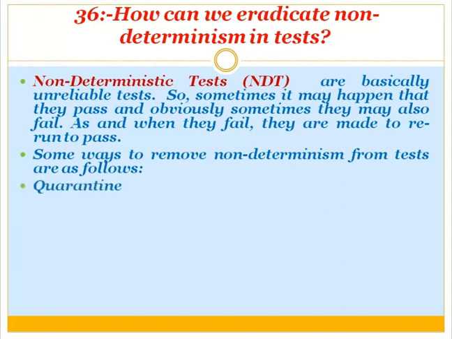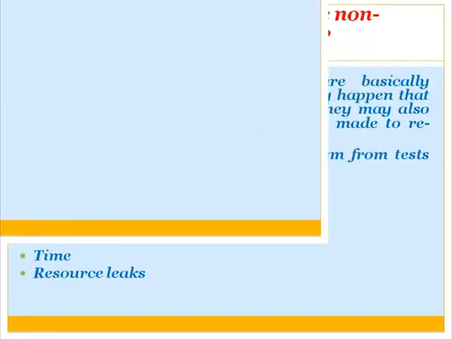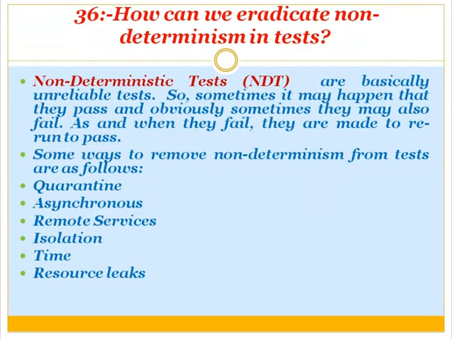What we can follow to remove non-determinism from our applications: quarantine, asynchronous, remote services, isolation, time, and resource leaks. These are the properties we can follow to avoid non-determinism.